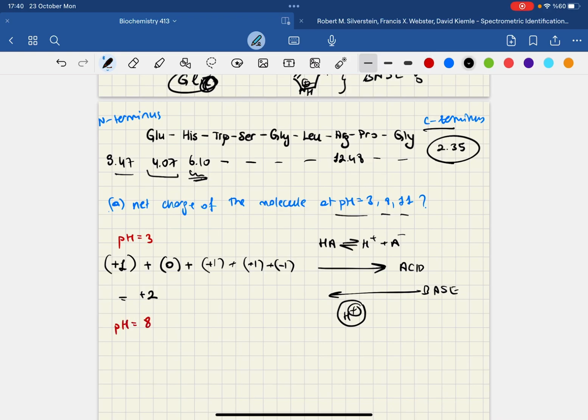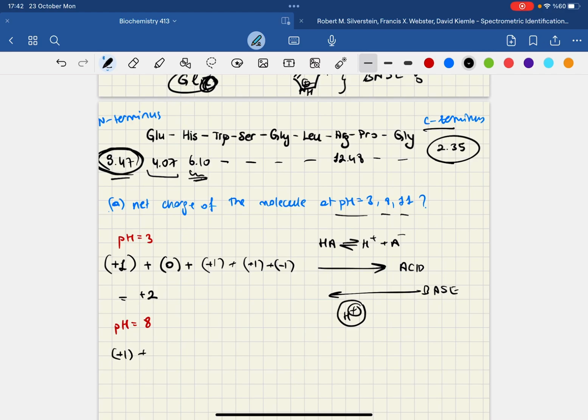Let me see. So when pH equals to 8, what will happen in N-terminus? N-terminus is a base, and it is more basic than the matrix. So we basically think the greater the pKa, the smaller the acidity and the bigger the basicity. So greater the pKa, greater the basicity. Therefore, this is more basic. 9.48 is more basic than pH equals to 8. Therefore, it will get protonated, giving it a +1 charge.